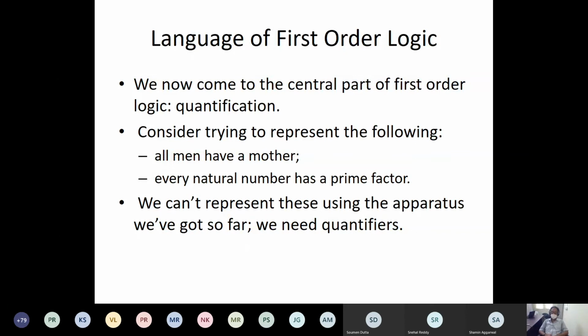Language of first order logic. We now come to the central part of first order logic, which is quantification. Consider trying to represent the following: all men have a mother; every natural number has a prime factor, something like that. We can't represent these using the apparatus we have got so far, so we need quantifiers.